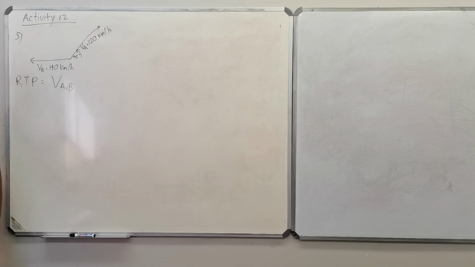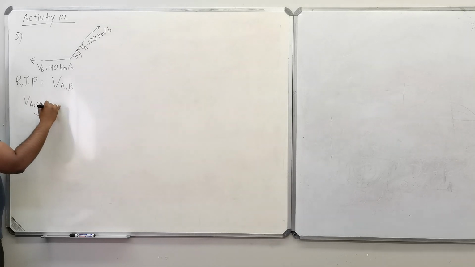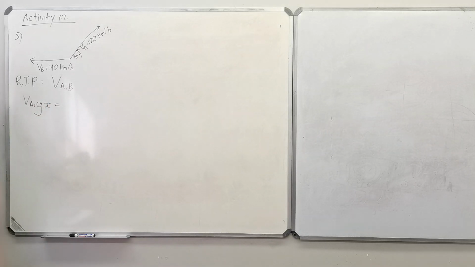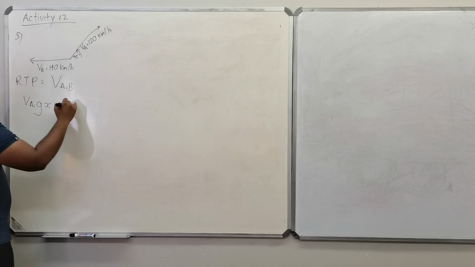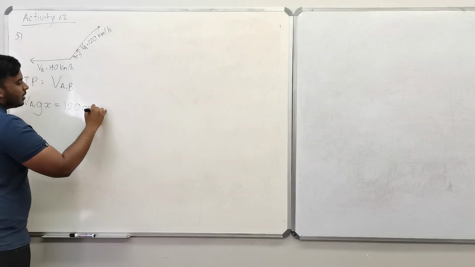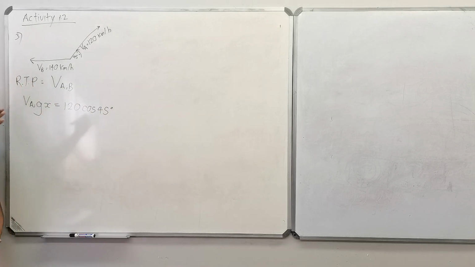Now the first thing we will do, we break up both velocity of B and velocity of A into its x and y components. Right? So we'll say the velocity of A relative to the ground along your x-axis will be equal to what? Velocity of A relative to the ground. That's the one that's going to have a cos. That's the one that we're going to have to use. So it's 120 cos 45 degrees. Does everybody understand how we got to this?